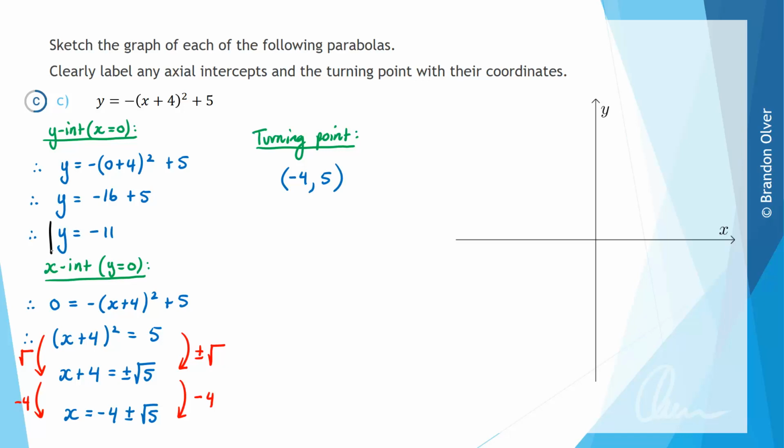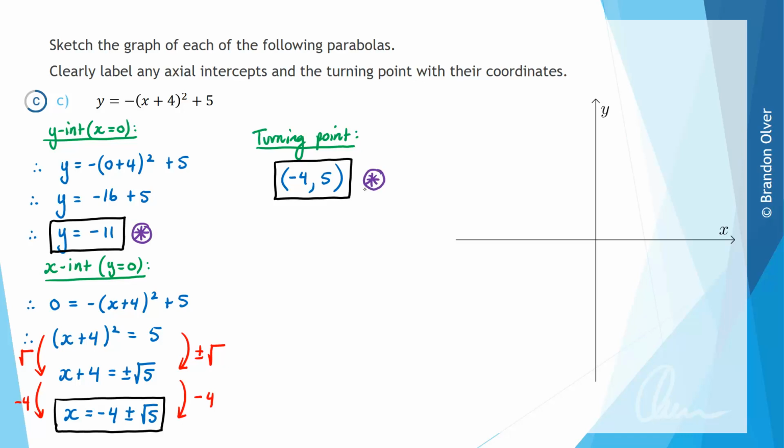So we now have the y-intercept of the graph, which is at minus 11. And we have the x-intercepts, which are at minus 4 plus or minus the square root of 5. And we also have the turning point of this parabola. So that means that we can now move on to sketching the graph. So for this example, I'm going to start by plotting just the y-intercept here and the turning point, which is this coordinate here. Because I don't really know what the numbers minus 4 plus the square root of 5 or minus the square root of 5 are.